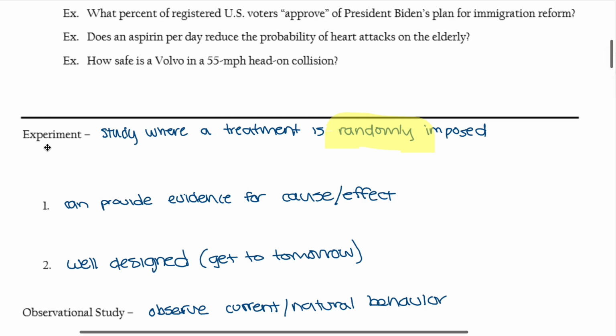First, what is an experiment? It's a study where a treatment is randomly imposed. Randomly is pretty important. You have to make sure the data you collected is completely random. Sometimes completely random is not obtainable. In that case, you're just going to make sure that your data is as random as you can make it. There are some requirements it has to meet. First, it can provide evidence for cause and effect. Second, it is well designed.